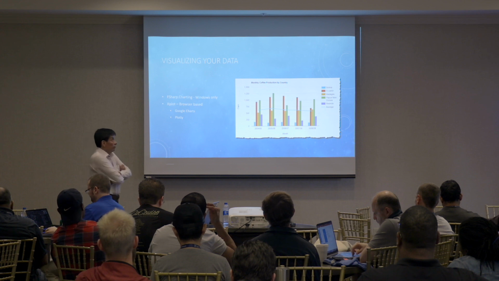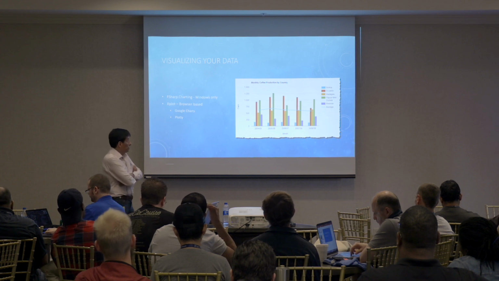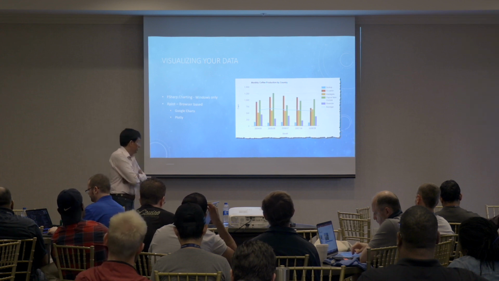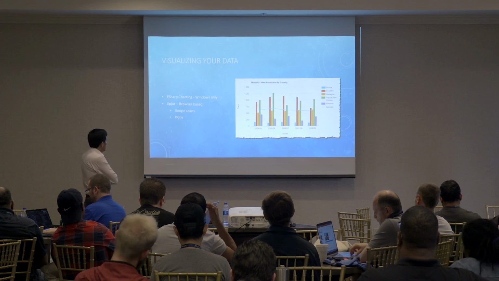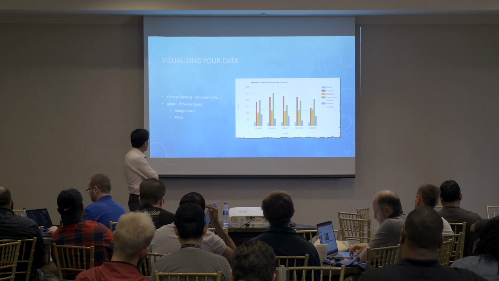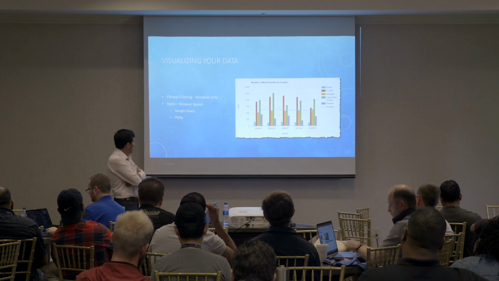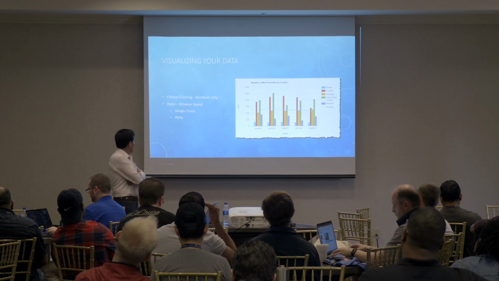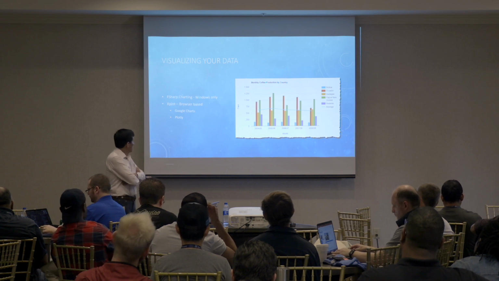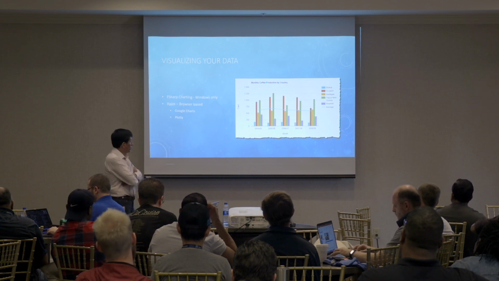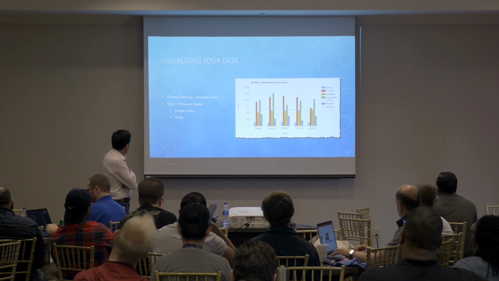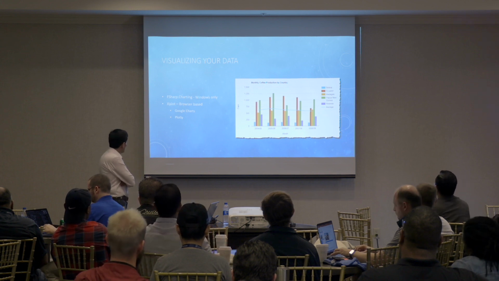With Deedle, you can use a number of visualization packages, of graphics packages, but the most popular ones are F-sharp charting. It's a nice one, and probably the oldest one. But the problem with it is that it's Windows only. It only works on Windows. On the other hand, you can use Xplot.